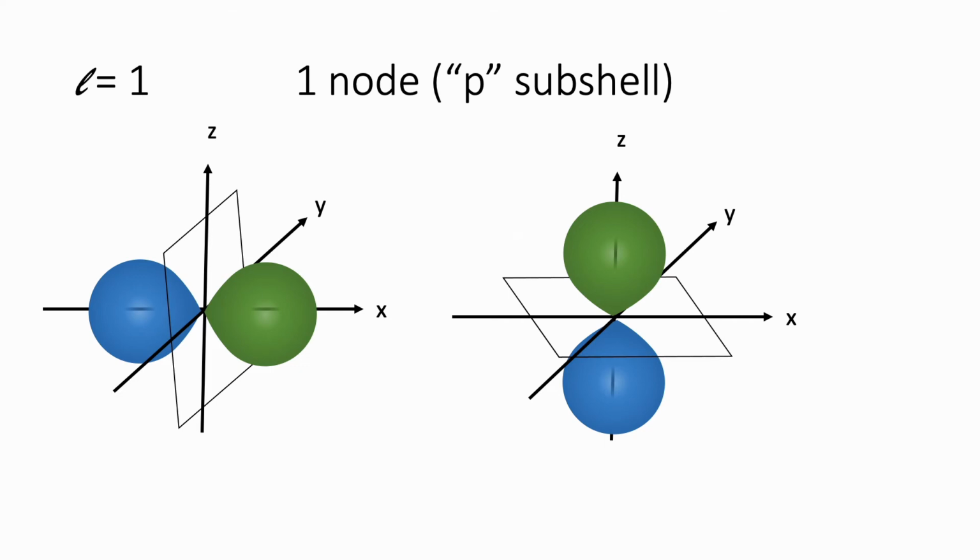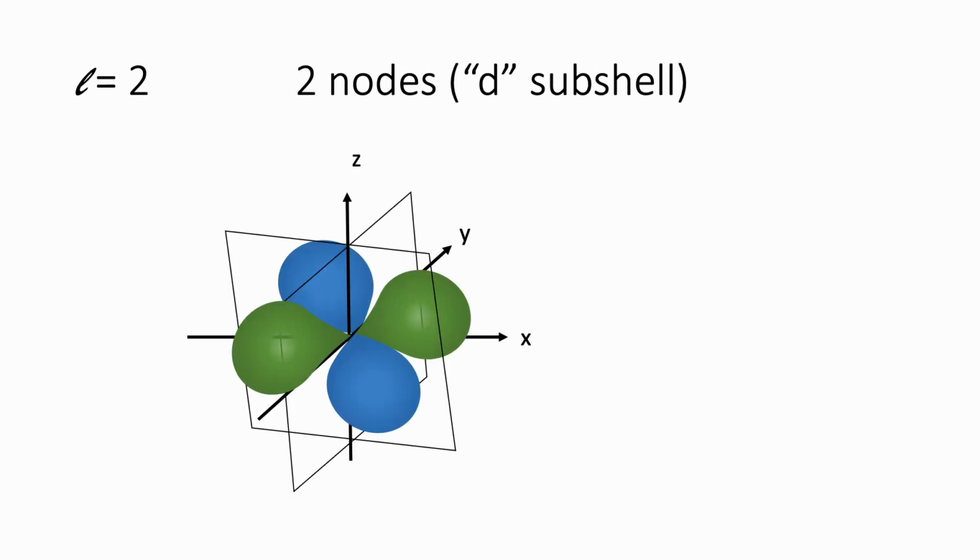So the P subshell on the left, the plane passes through the Y and Z axes. The P subshell on the right, the plane passes through the Y and X axes. So these are rotated at 90 degrees relative to each other. You might think of this as, okay, we had this one big blob of stuff in the L equals 0 subshell, and with the L equals 1 subshell, we've taken that space and chopped it in half. How many times did we chop it in half? Just once.